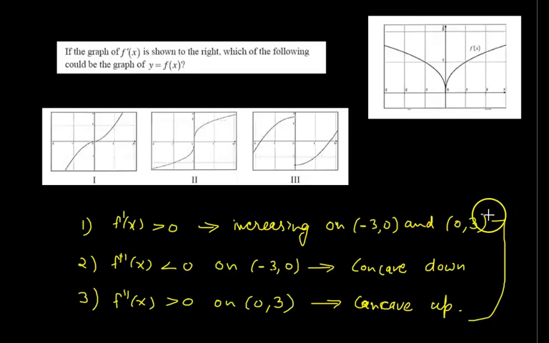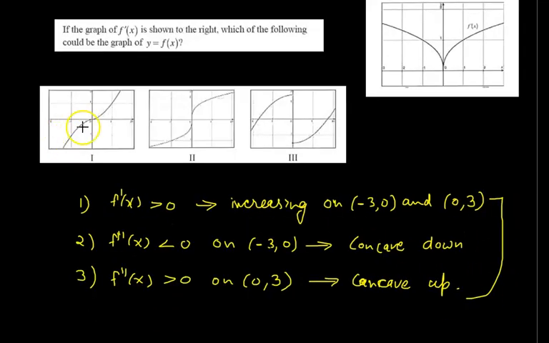And now using all this information, we can check the correct option. We see the first one, it's increasing from -3 to 0 and then 0 to 3. For the first part it's concave down, for the next part it's concave up. So this graph, the first graph, is going to be the correct option for the given derivative graph.